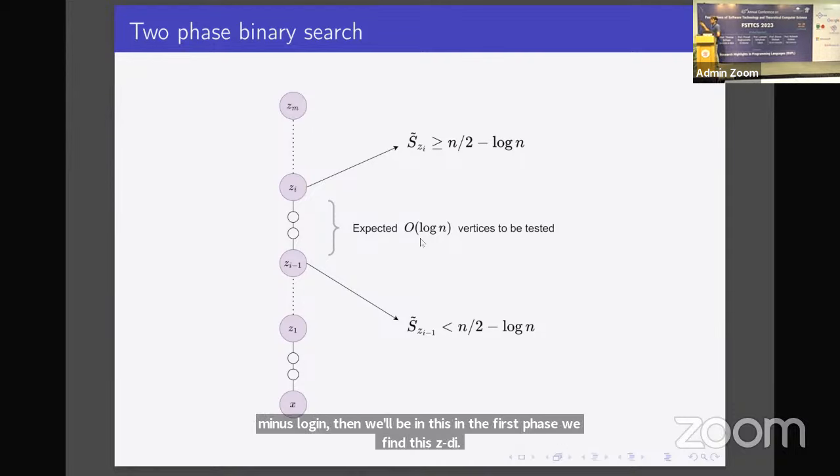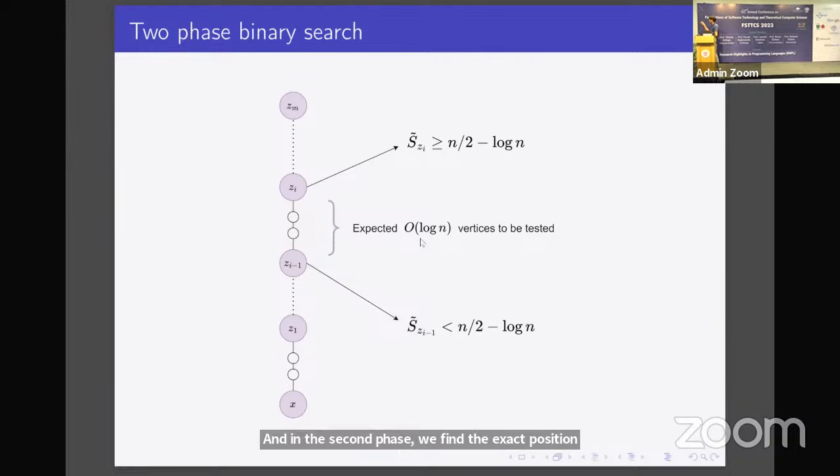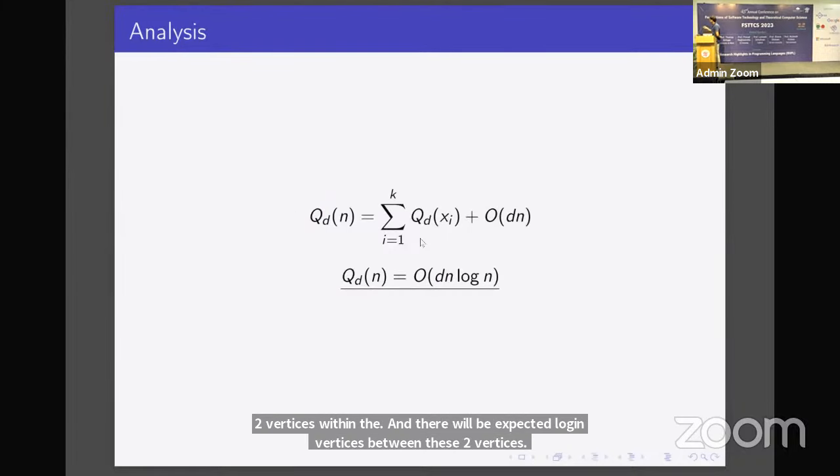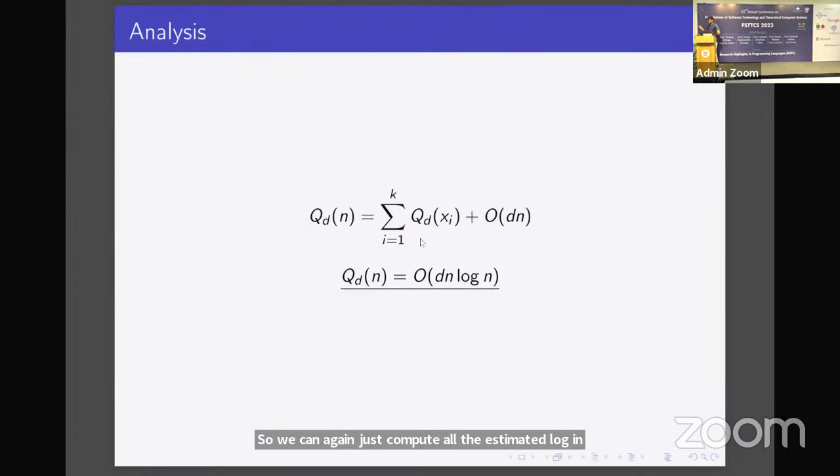And in the second phase, we find the exact position of my estimated centroid within Zi minus 1 and Zi. And there will be expected log n vertices between these two vertices. So we can, again, just compute all the estimated subtree sizes for all these vertices. OK, so now we have got rid of the extra n log n factor in my overhead. So the time complexity will be dn into log n. And now the only thing that's remaining is to get an extra d in the base of the log.